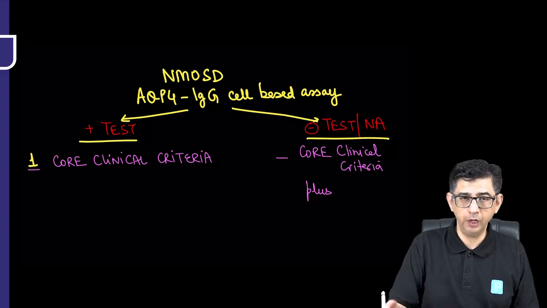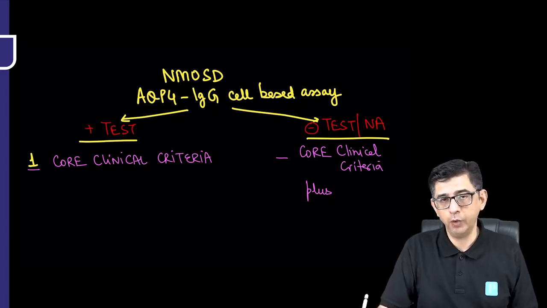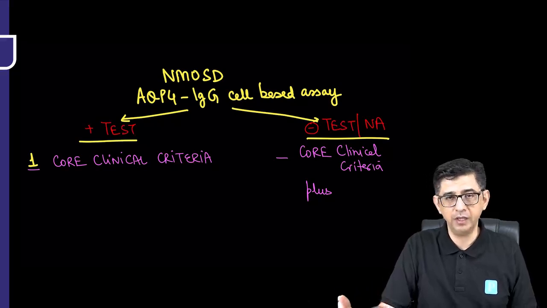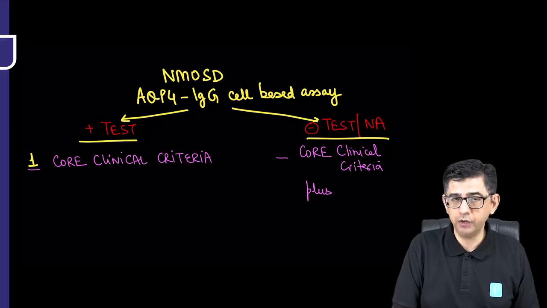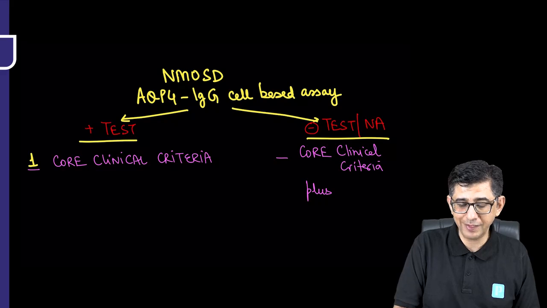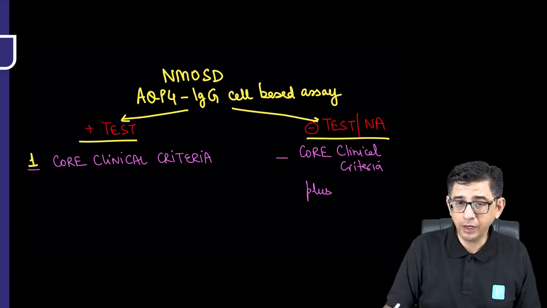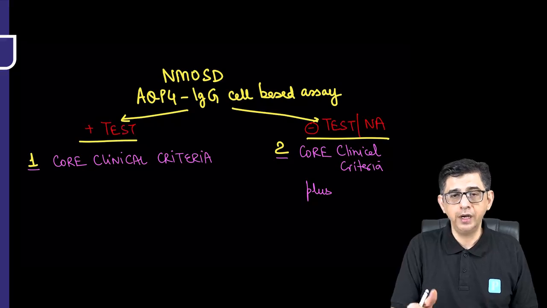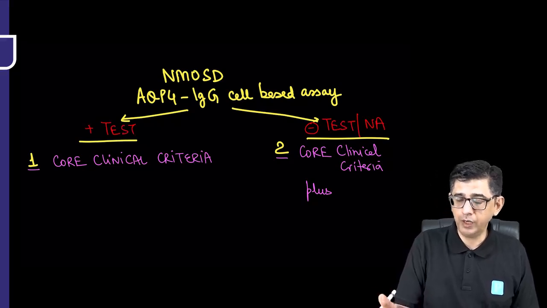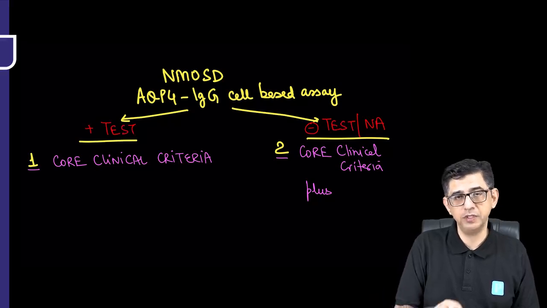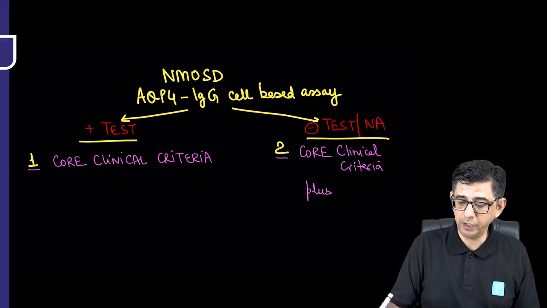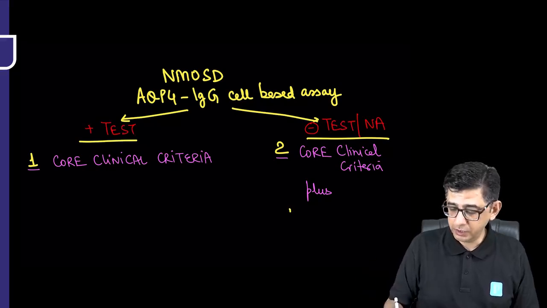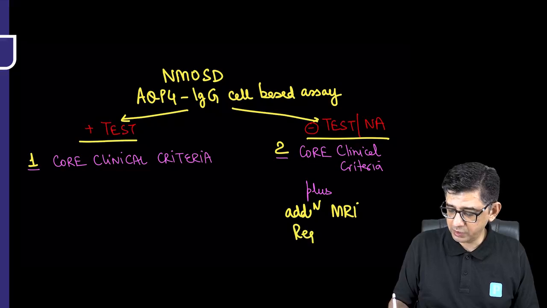I repeat that again. In NMOSD, if anti-aquaporin 4 antibody is present based on an IgG cell-based assay, then we need one core clinical criteria with exclusion of alternative diagnosis if the test is positive. If the test turns out to be negative, then we need two core clinical criteria. I'll say that again. If the anti-aquaporin 4 IgG cell-based assay is positive, then we'll say we need one core clinical criteria with exclusion of alternative diagnosis. But if it is negative, it is two core clinical criteria plus additional MRI requirements. So I'll describe these additional MRI requirements on my subsequent slide.